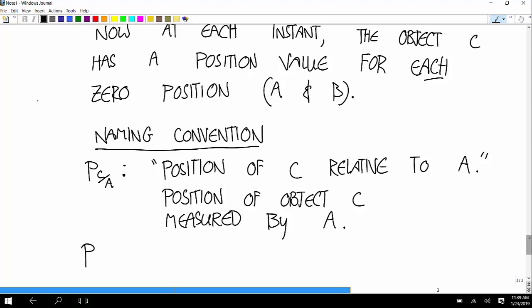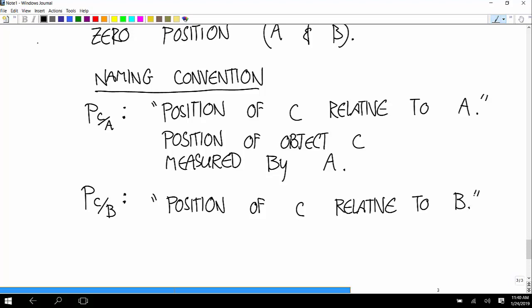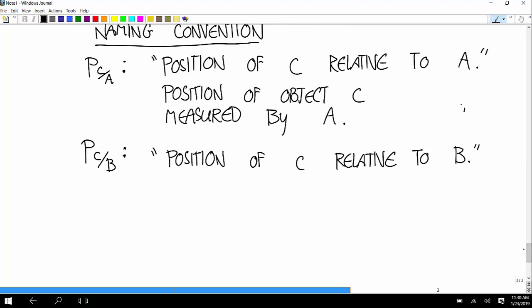And then the position of C relative to B, we're going to call that the position of C relative to B. And the meaning of that is that's a measurement of the object taken from that B zero position. And now the relationship between those two measured positions is: the position of C relative to A is equal to the position of C relative to B plus the position of B relative to A.